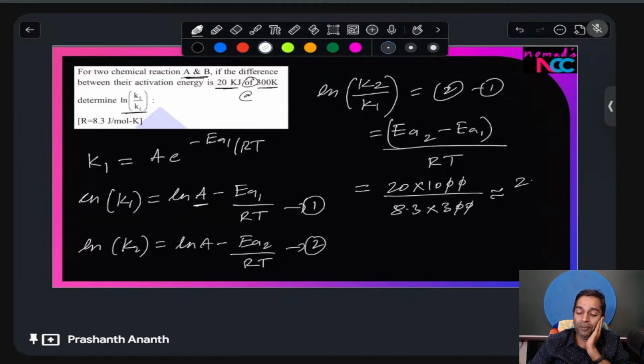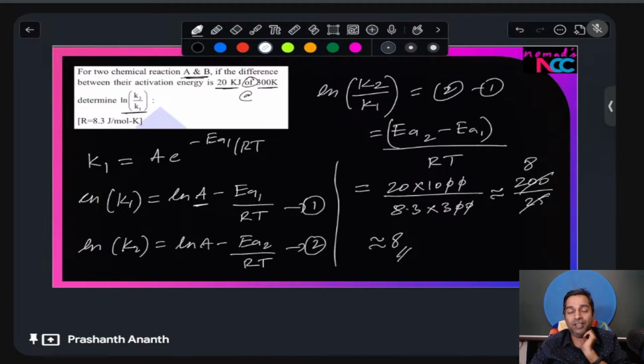So it is going to be approximately 200 by 25, which should approximately be equal to 8. So the approximate answer will be 8 in this particular case. No complicated extra nonsense is required if you can put an integer answer. But if it is not an integer question, you'll have to sit and calculate the exact value.